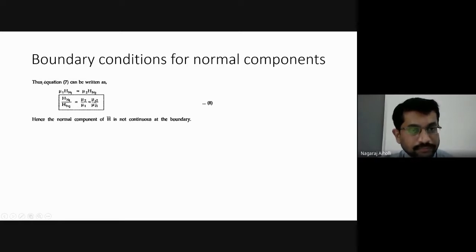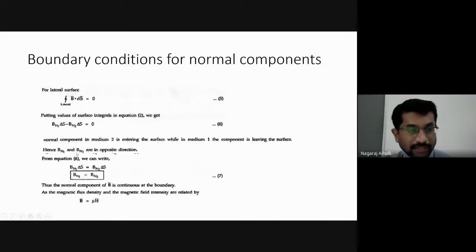Mu is mu naught into mu r. So, mu naught into mu r2 divided by mu naught into mu r1. The absolute permeability mu naught cancels. Therefore, finally, we get the equation Hn1 by Hn2 is equal to mu2 by mu1, that is equal to mu r2 by mu r1, which indicates that the normal component of H bar is not continuous at the boundary.